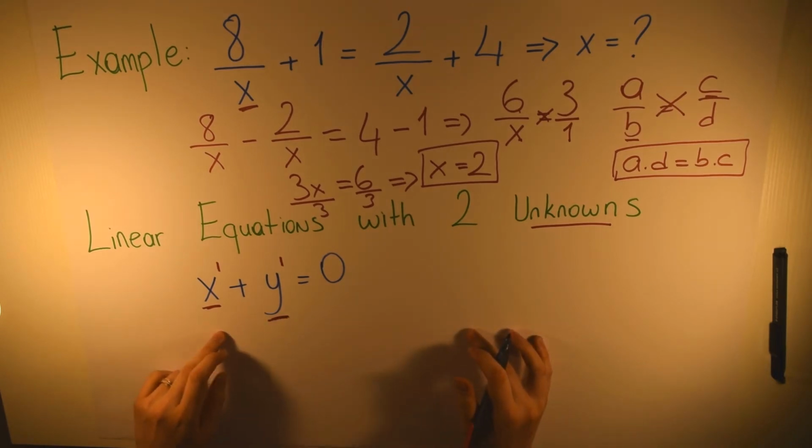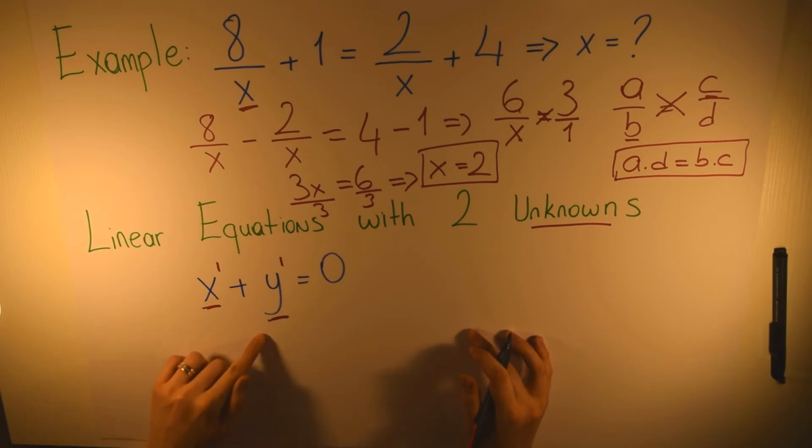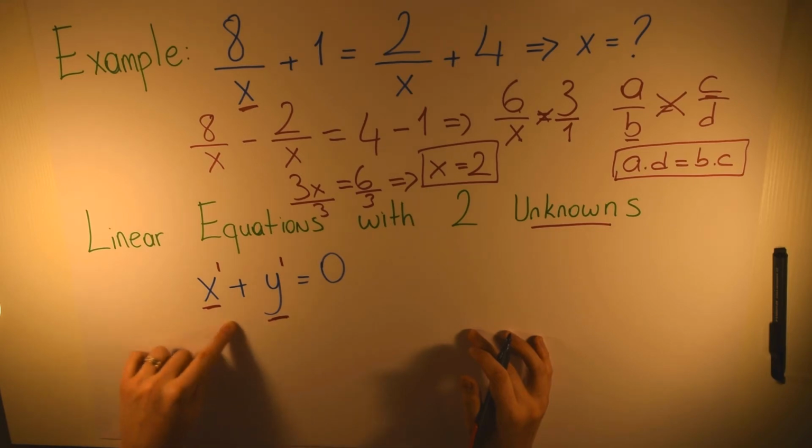So this equation does not have a unique solution, meaning that there is more than one combination of values of x and y that satisfy this equation.